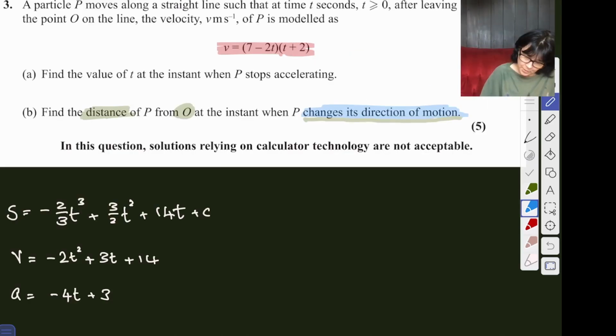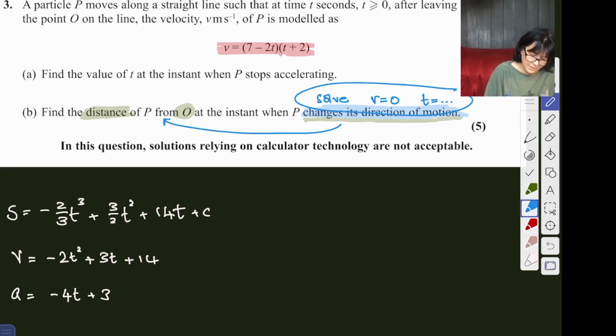Changes its direction of motion is also v is 0. Find the distance at the time when v is 0. Okay, so again we need to find when v is 0. So we'll solve v equals 0, we'll get t equals something, and then we'll use that to find the distance that they want.